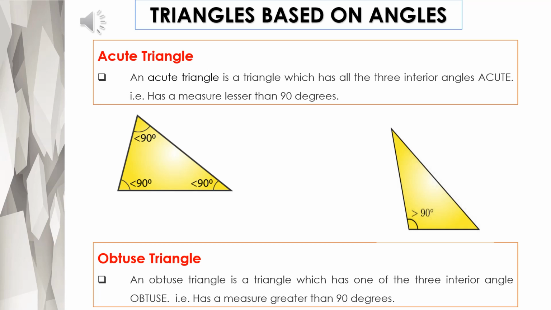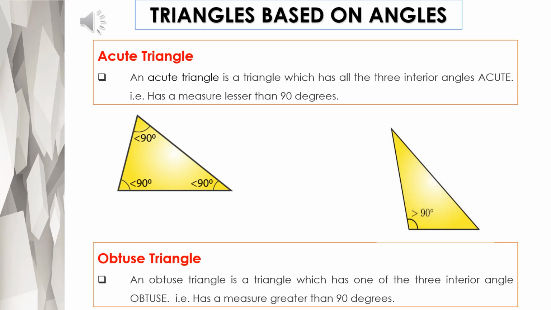Now let me take you through triangles based on angles. Okay? First one is the acute triangle. An acute triangle is a triangle which has all three interior angles acute. That means each has a measure less than 90 degrees, as you can see in the figure.